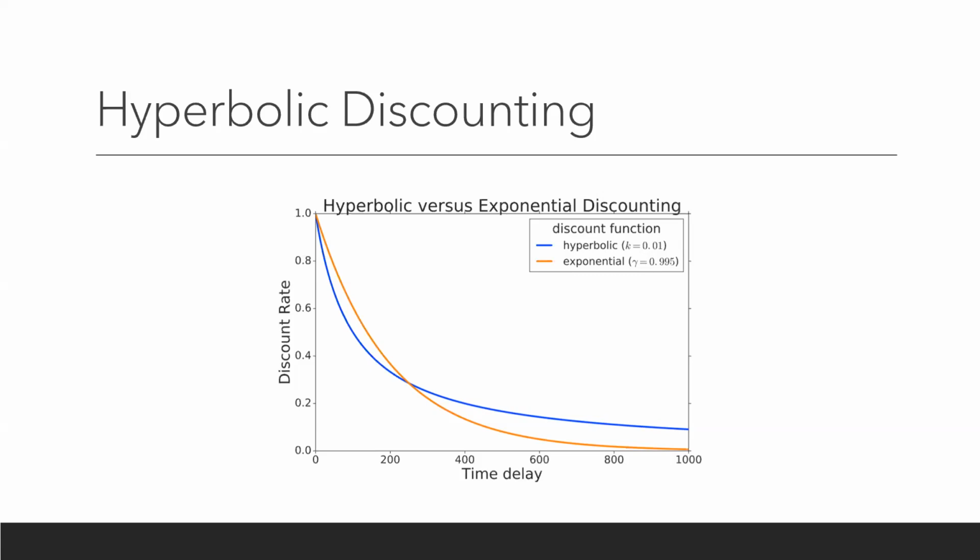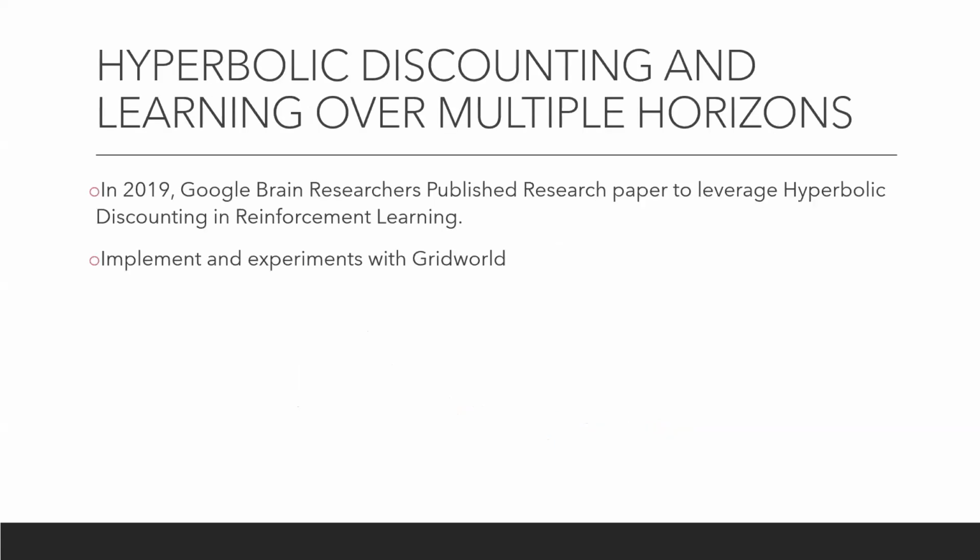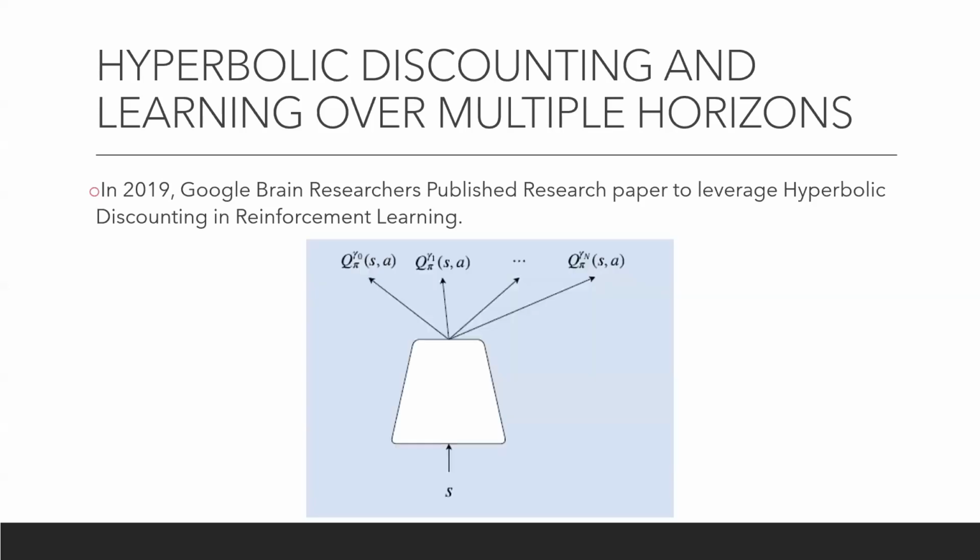In the beginning, the curve is almost the same for hyperbolic and exponential, and that's exactly what I observed when I experimented and implemented the paper's published results in a small grid world. I'm planning to work on a more complex environment with this. So in this paper, the researchers proposed this approach.